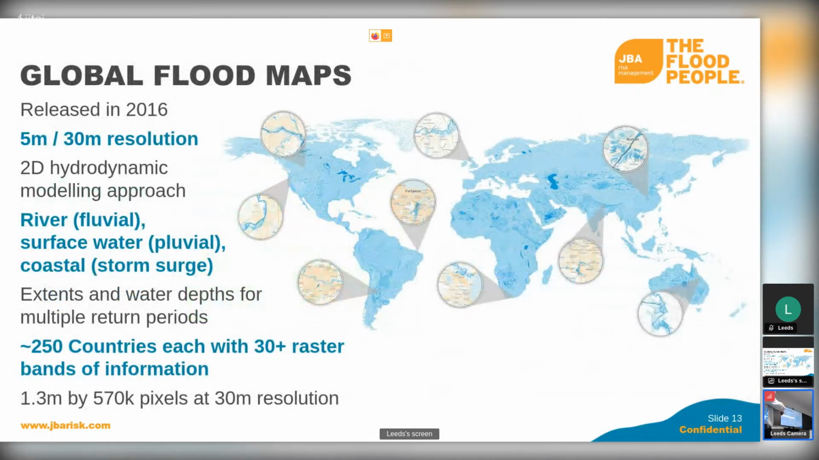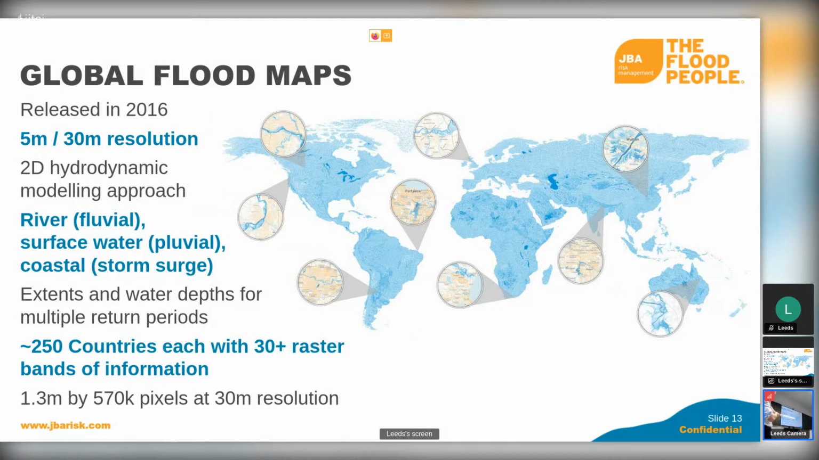In fact, most of this was done before we moved to the open source, but this shows our global flood maps. The original release in 2016, we have 30-meter resolution everywhere, all produced with the hydrodynamic modeling approach. We've got the 3 flood types I mentioned earlier, and we have a range of different bands of information, so a number of different return periods for each flood type. And in total, it's about 250 countries with quite a number of bands of information in each raster.